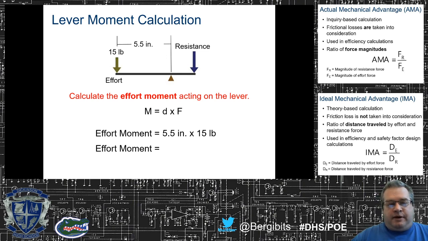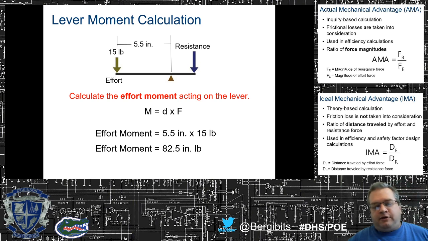So keep that in mind, because if you don't have the right unit of measurement at the end of your calculations, you might have the right number, but it's not going to be the right unit of measurement. It has to be that process you go through to get the right unit of measurement. If you just watch what you're doing, it'll all come out correctly. All right, so 5.5 times 15 is 82.5 inches pounds.